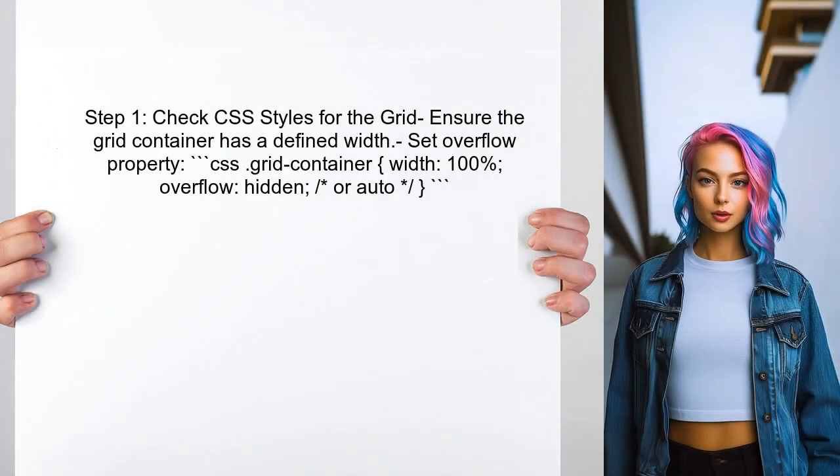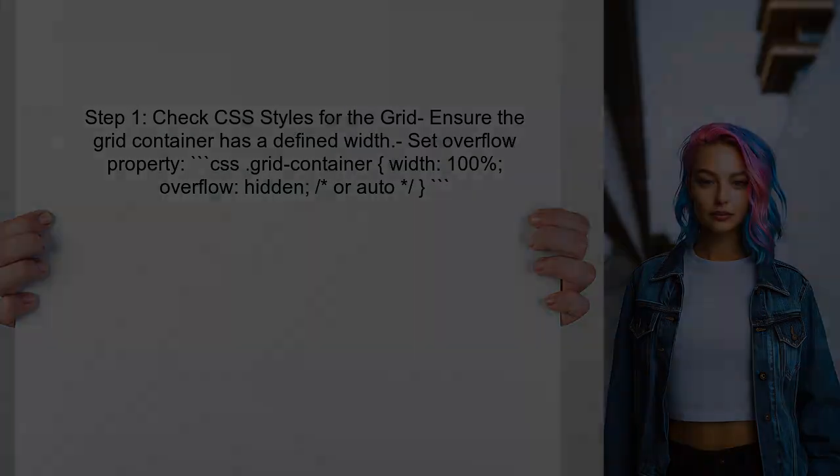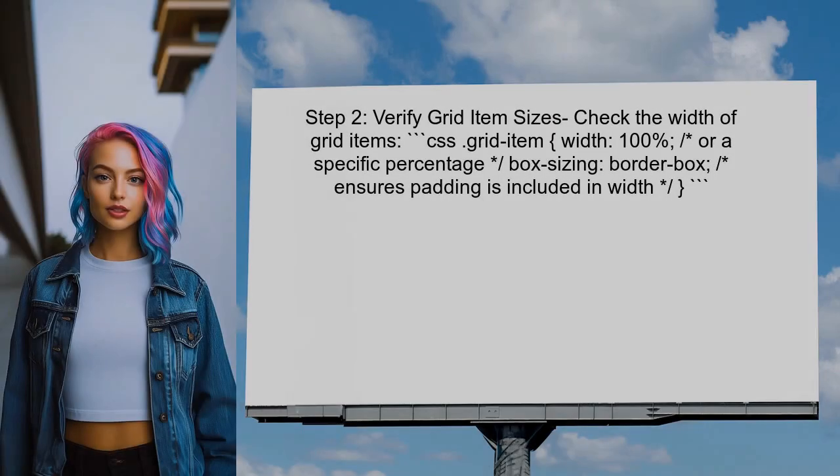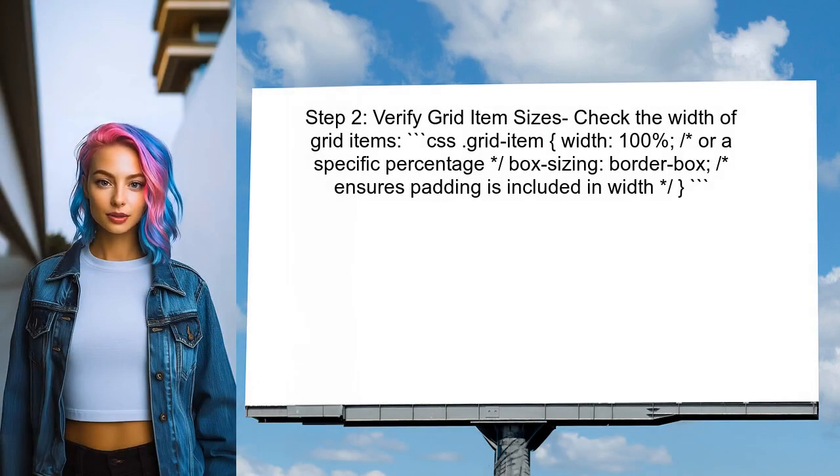To address the issue of the grid tab going out of the content borders, the user should first check the CSS styles applied to the grid. It's important to ensure that the grid container has the correct width and overflow properties. Next, the user should verify that the grid items are properly sized. If the items are too wide, they can cause the grid to overflow. Adjusting the width of the grid items can help.